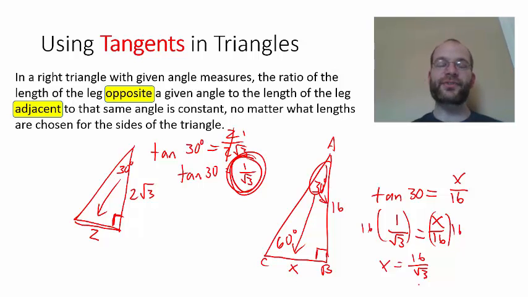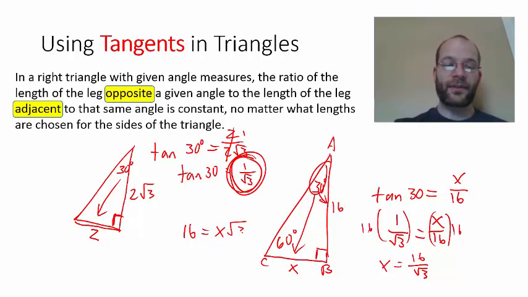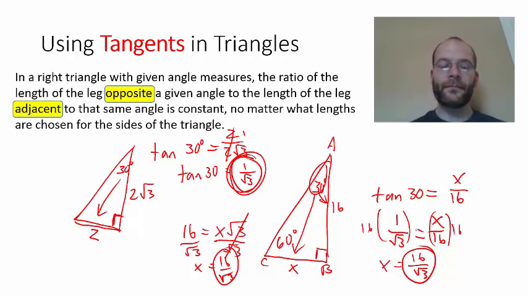Let's look at the special right triangle rules and see how we would get there. We know that the long leg of a 30, 60, 90 is equal to the short leg times the square root of 3. So to solve for x here, we divide by the square root of 3. And we end up with x is equal to 16 divided by the square root of 3. Same answer. What does this mean? We find here that we can use tangents in the special right triangles to find the unknown lengths of sides.